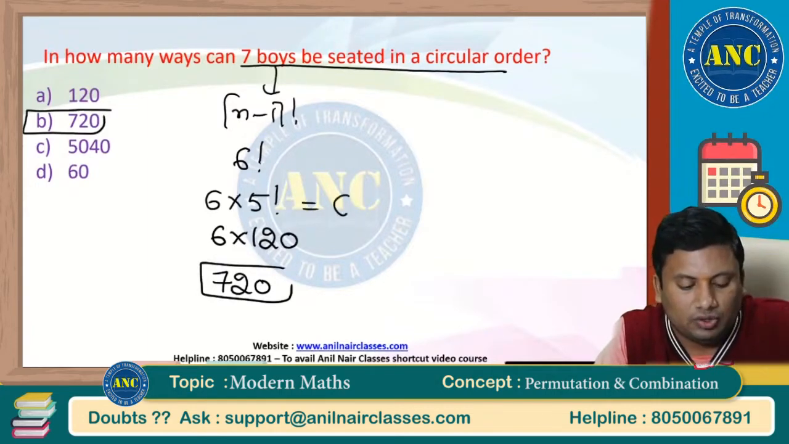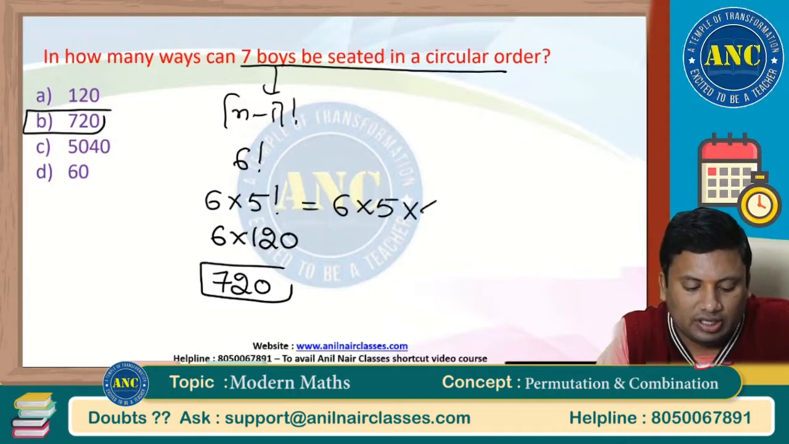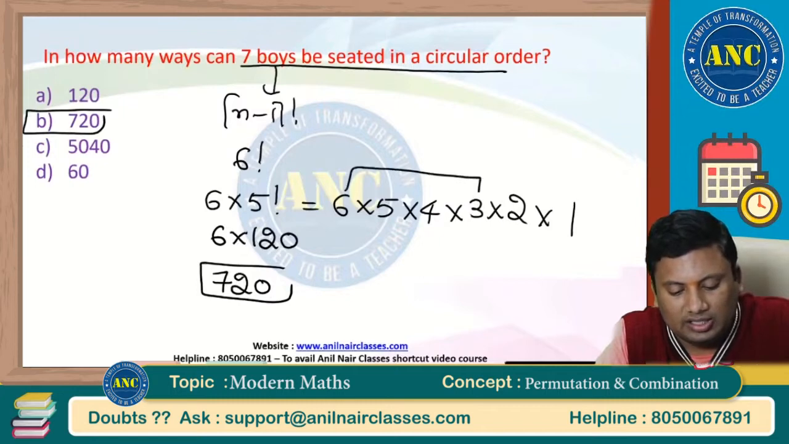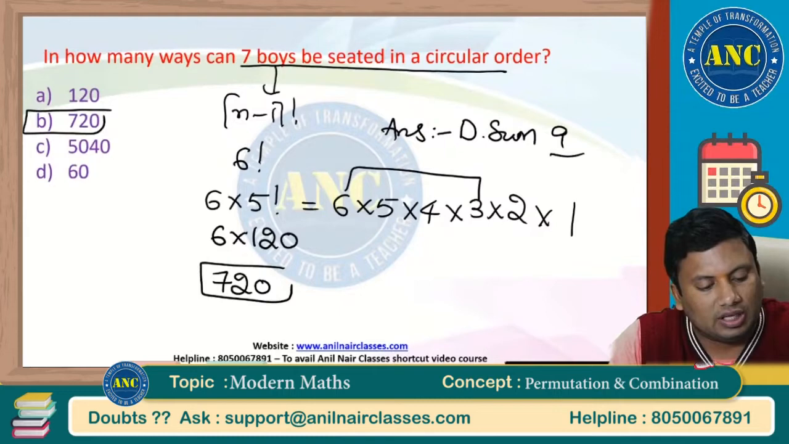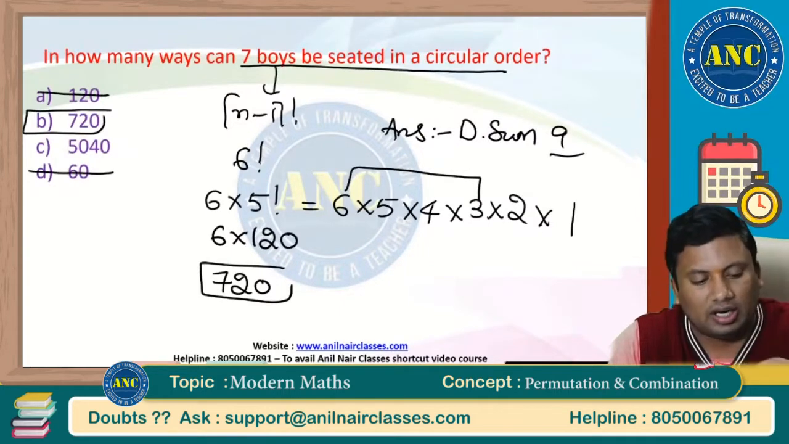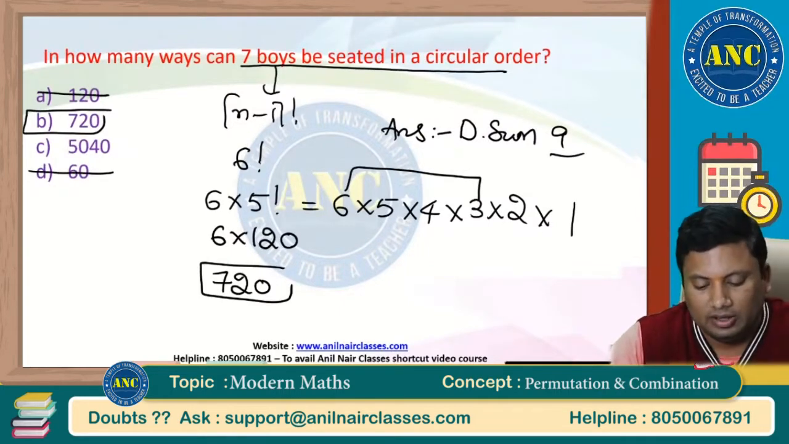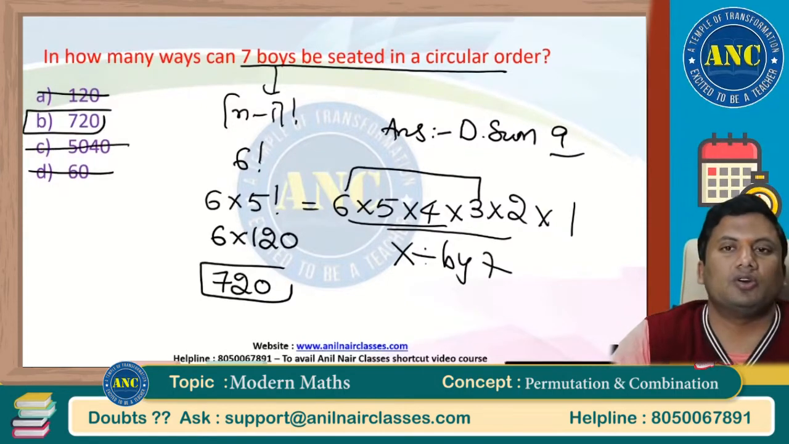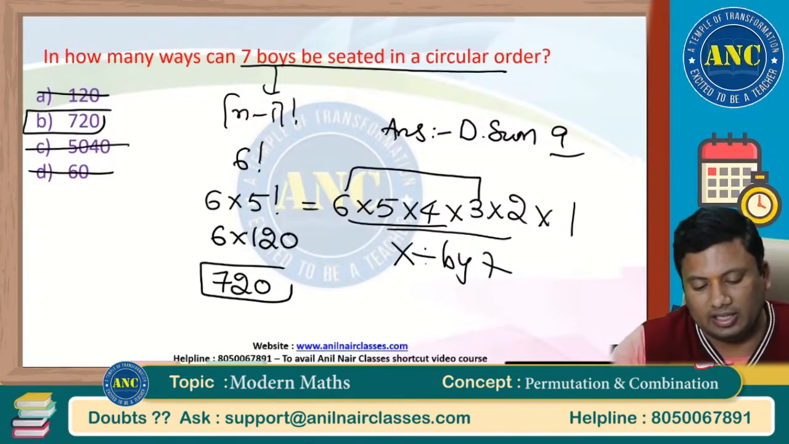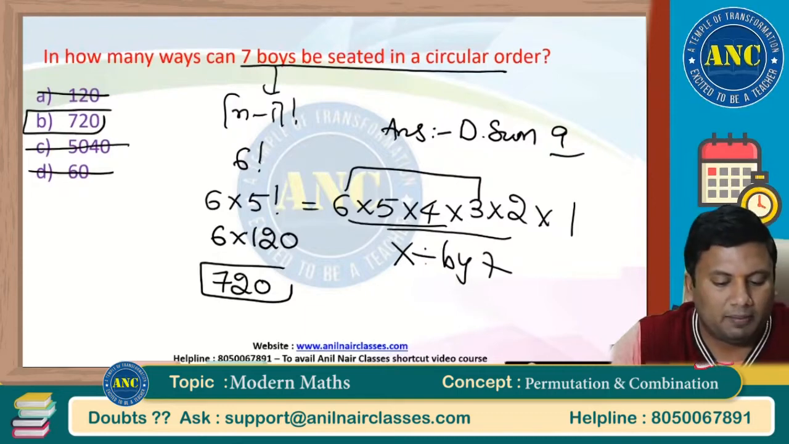Or otherwise, you can go by the digital sum. 6 into 5 into 4 into 3 into 2 into 1: 6 3s are 18, and the digital sum of 18 is 9. The answer's digital sum should be 9. 5040 is not the answer, since 6 factorial is not divisible by 7, while 5040 is divisible by 7. So the answer is 720. In a bigger number, you can use this.